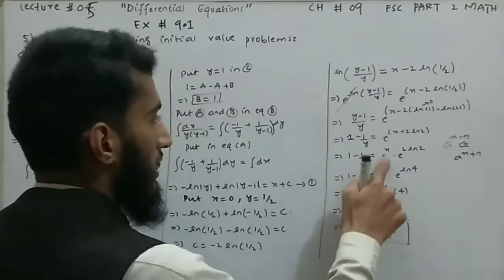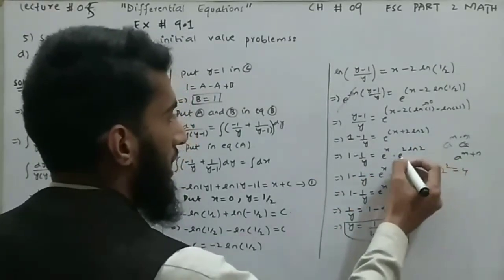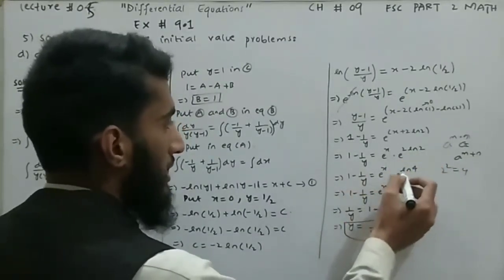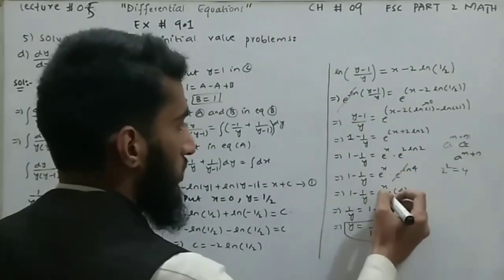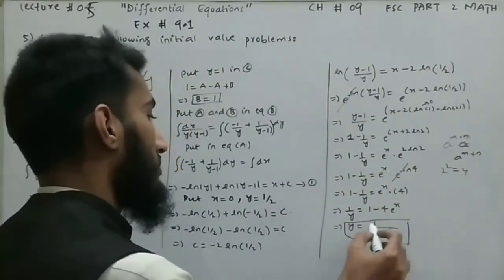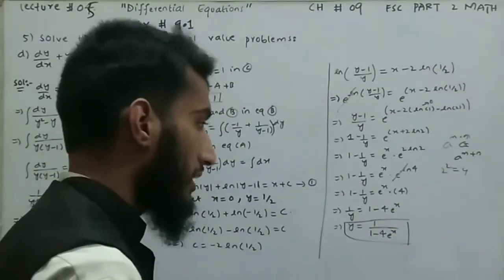So 1 minus 1 over y equals e power x. Over here this 2 will move to the power, so it becomes 2 squared, which gives us 4, and e power ln cancels, leaving 4 and e power x. So 1 minus 1 over y cancels out, and we are left with 4 e power x. From here we get y equals 1 over 1 minus 4 e power x. This is the required particular solution to this part D.